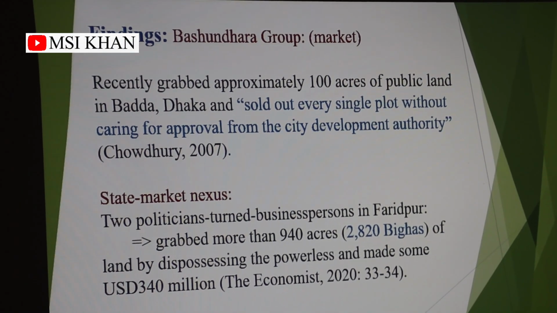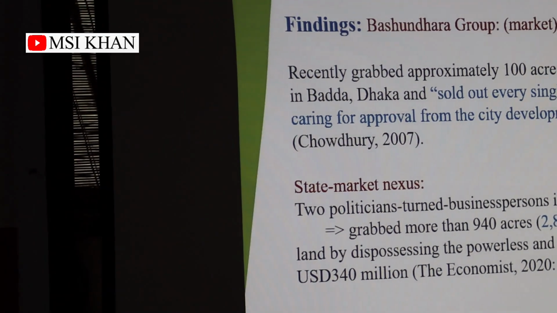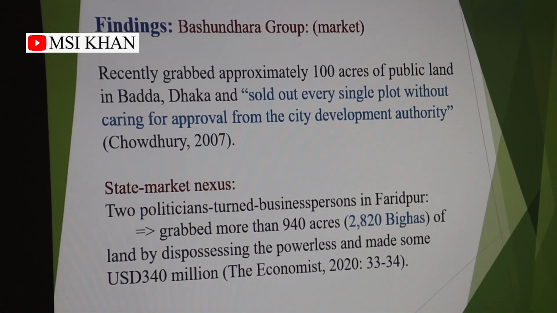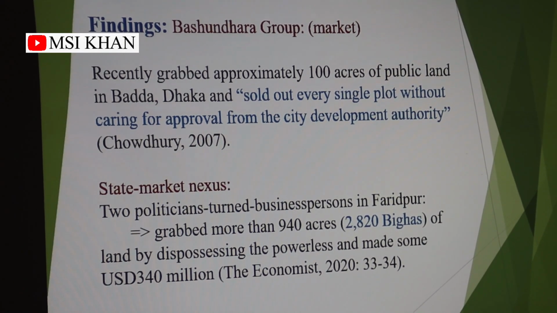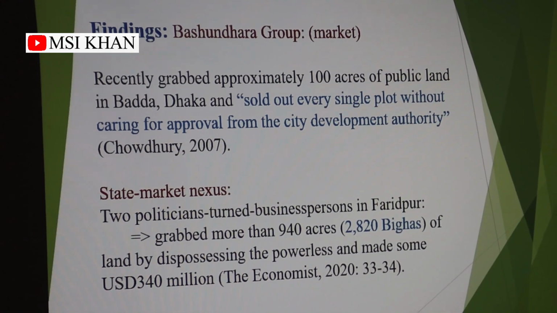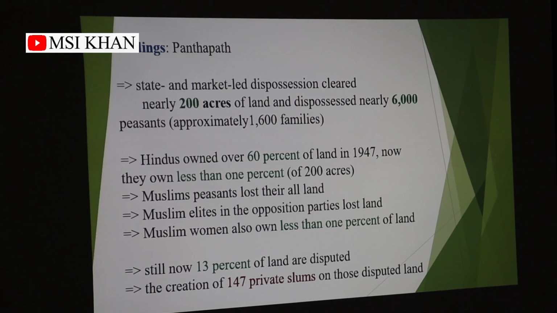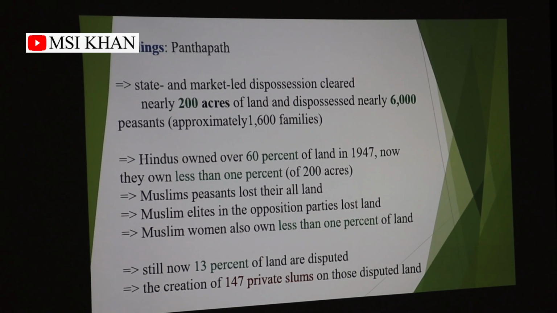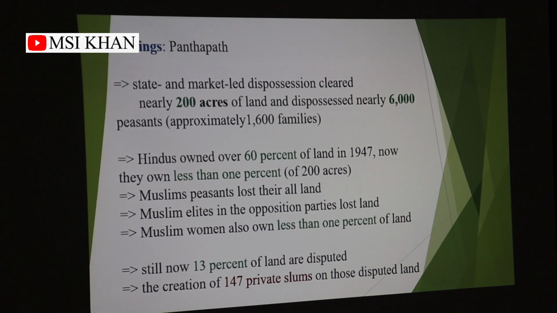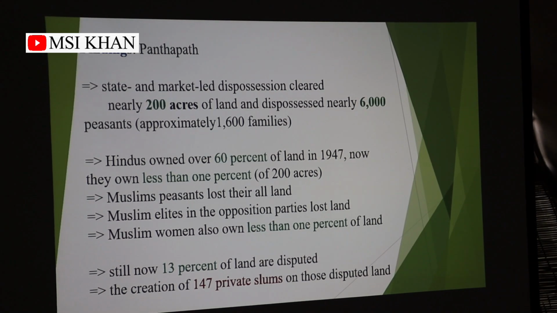Like you can grab thousands of acres of land without caring about anyone. So this is another example. 940 crore taka worth of land was taken by two politicians, and they are also business persons. And in Panthopath, I am saying it was a space of 200 acres and it was entirely transformed from the peasants to the capitalists. And 6,000 people were evicted from that place.